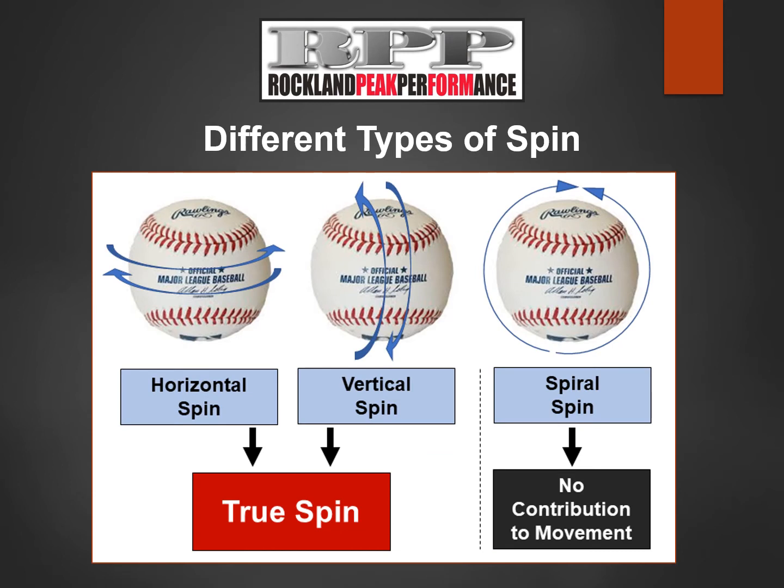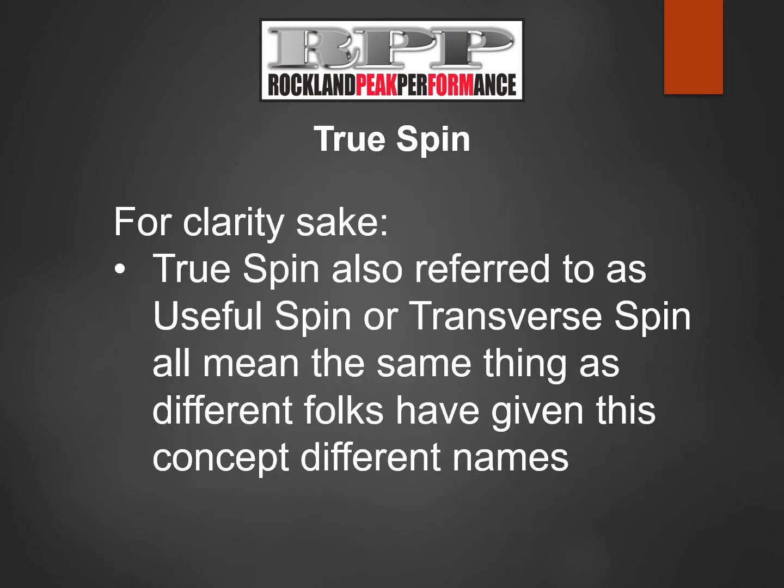Here's where things get interesting. Since only two types of spin contribute to movement, we look at these two differently. Together, horizontal and vertical spin create what we refer to as true spin. The relevance of all this is that pitches have different amounts of different types of spin, and it's important as we get into pitch development to know which spin does what. Just for clarity, I should also say that at times, true spin is also called useful spin or transverse spin by different people.